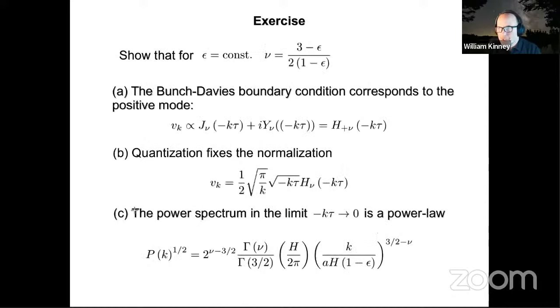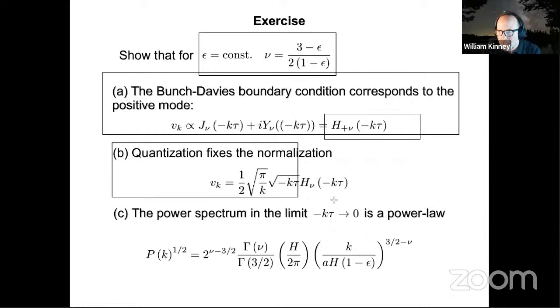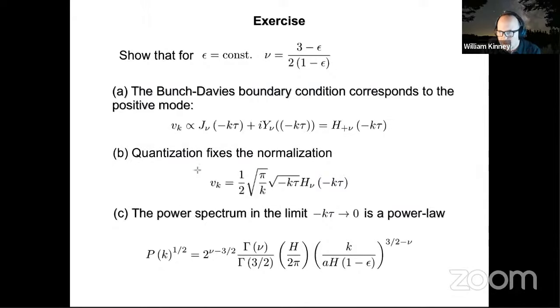So I'm going to leave it to you guys to work out the more general case, so that now epsilon is equal to a constant, but not 0, the non-de Sitter case, which we're really interested in for inflation. You can show that the Bunch-Davies condition corresponds to the positive Hankel function, right? So if I take the short wavelength limit of this general thing and then look at the e to the minus ik tau term, then I find that that corresponds to assuming only the positive Hankel function, and quantization fixes the normalization in this way, right? So all of this can be done analytically. It's just a couple of integrals and a few Bessel function identities.